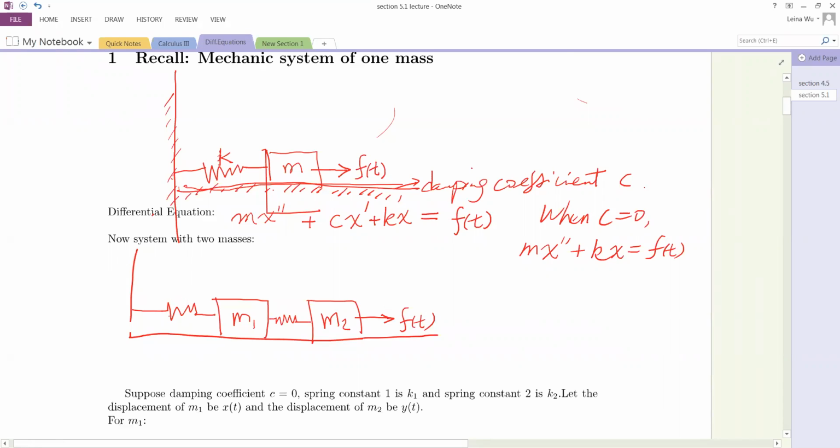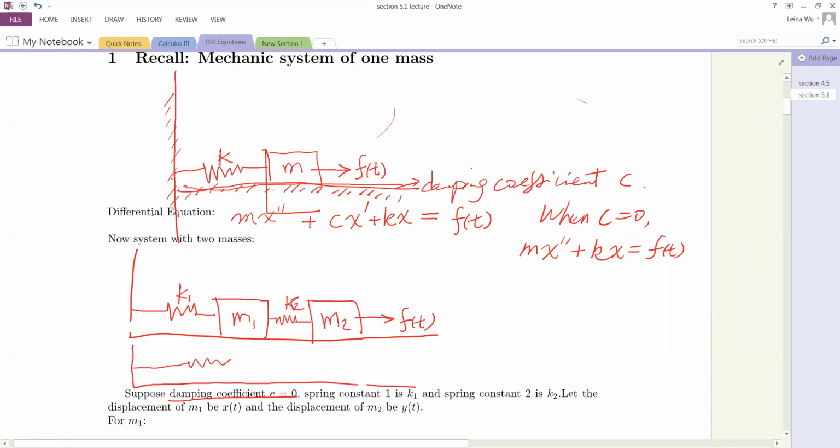Okay, now this is spring number 1. This is spring number 2. Let's suppose the spring constant for the first one is k1, and the spring constant for the second one is k2. And we're assuming a case when there's no damping at all, so the damping coefficient c equals 0. And k1, k2 are the spring constants. So when f of t is imposed onto m2, we can see that m1 and m2 are going to be moving to the right.